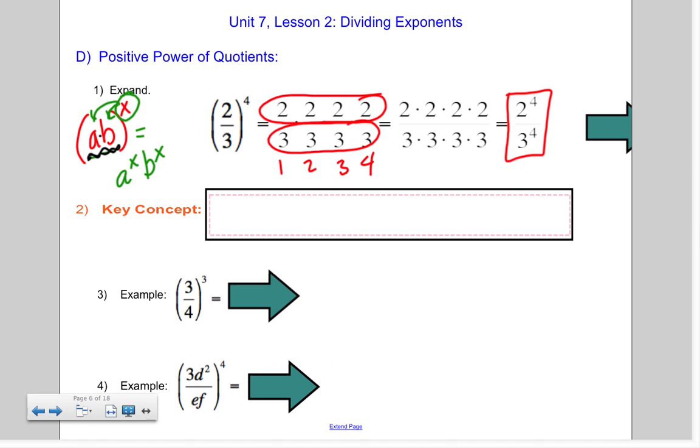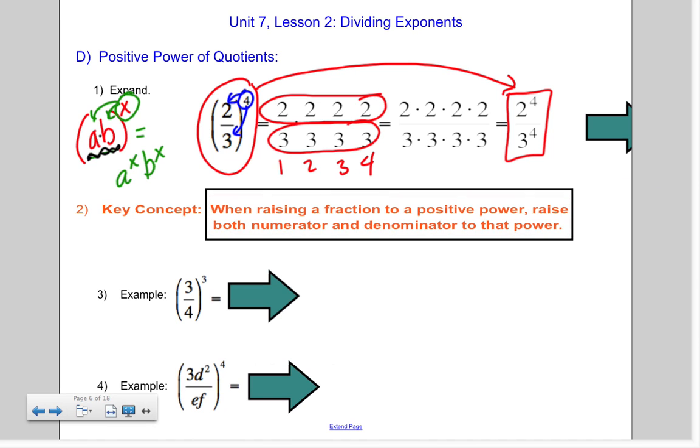Okay? So now that we know the property, it is perfectly fine to go from here to there, but I want you guys to see that this exponent of 4 gets applied to the 2, gets applied to the 3, both the numerator and the denominator. When raising a fraction to a positive power, raise both the numerator and the denominator to that power. Okay, so take a second to write that one down.